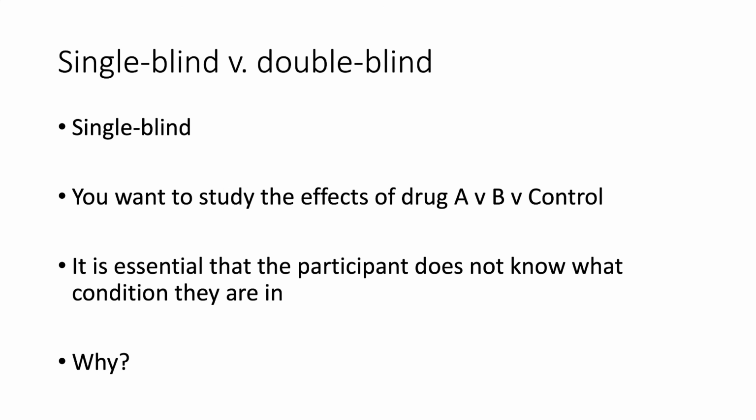And also just another note on another nuance here, being aware of single blind versus double blind study. If you want to study the effects of a few different types of drug versus no drug, so drug A versus B versus control, how are you going to protect yourself against things like demand characteristics and confounds?